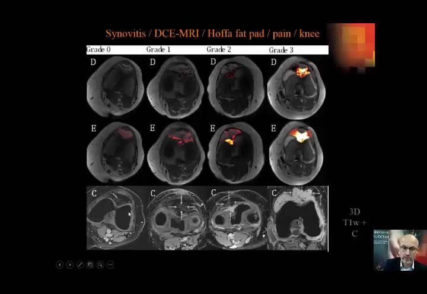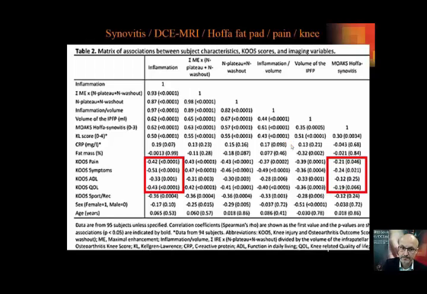This is an overview of how it looked, a grade 0, 1, 2, and a 3 on the static post-contrast images, and then the corresponding DCE-MRI data with initial rate of enhancement maps and maximum enhancement maps.